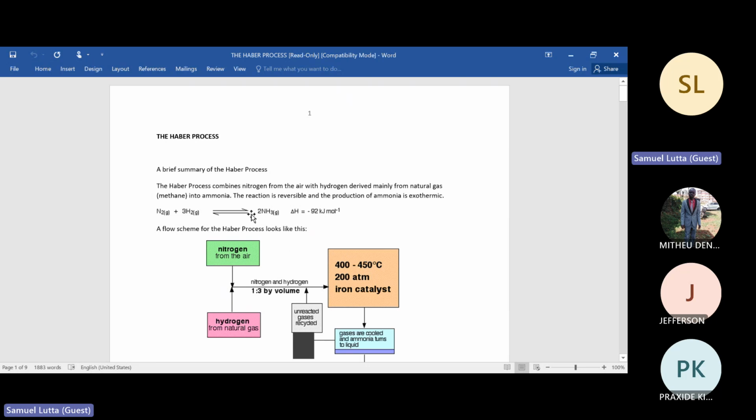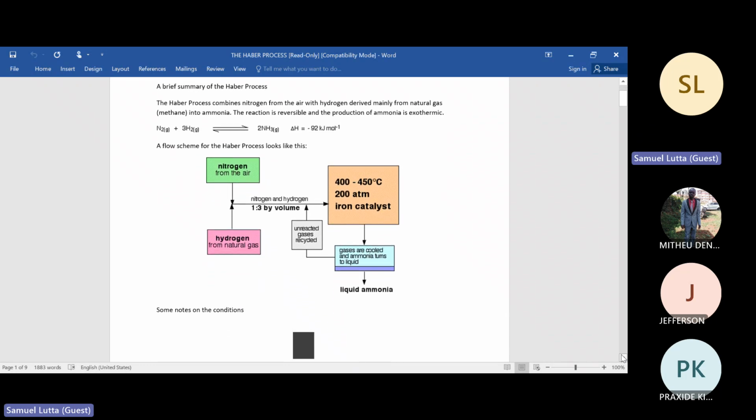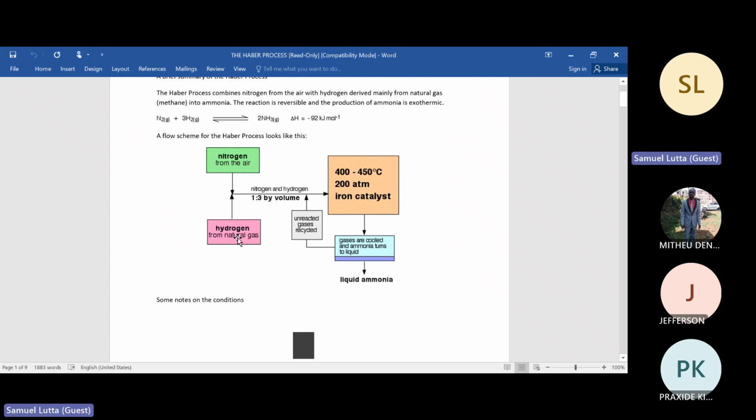The pressure for this process is high, according to Le Chatelier's principle. Because you are forming fewer gas molecules than you started with, the reaction occurs with a reduction in pressure, so you need to carry it out at high pressure. And then we normally use a catalyst. The catalyst that we use in this process is iron. So we use iron to catalyze this reaction.